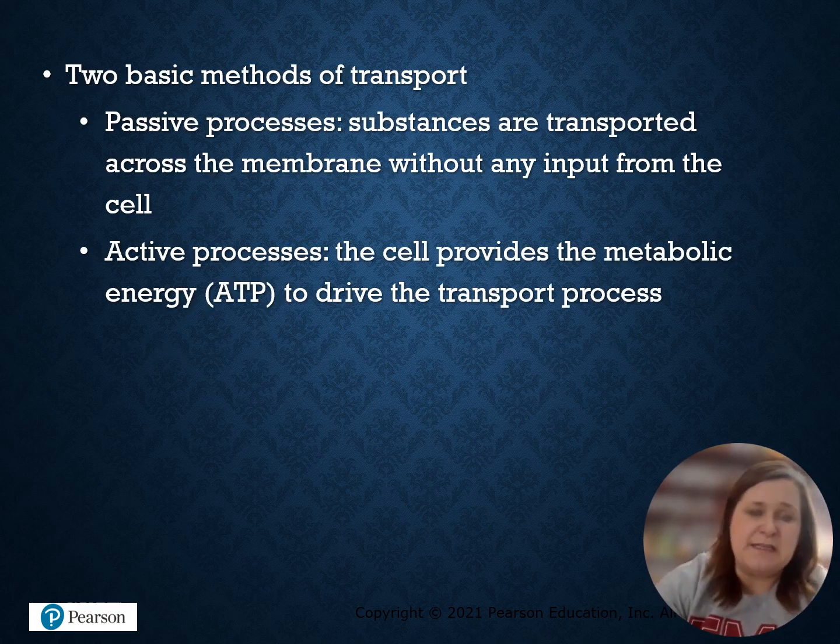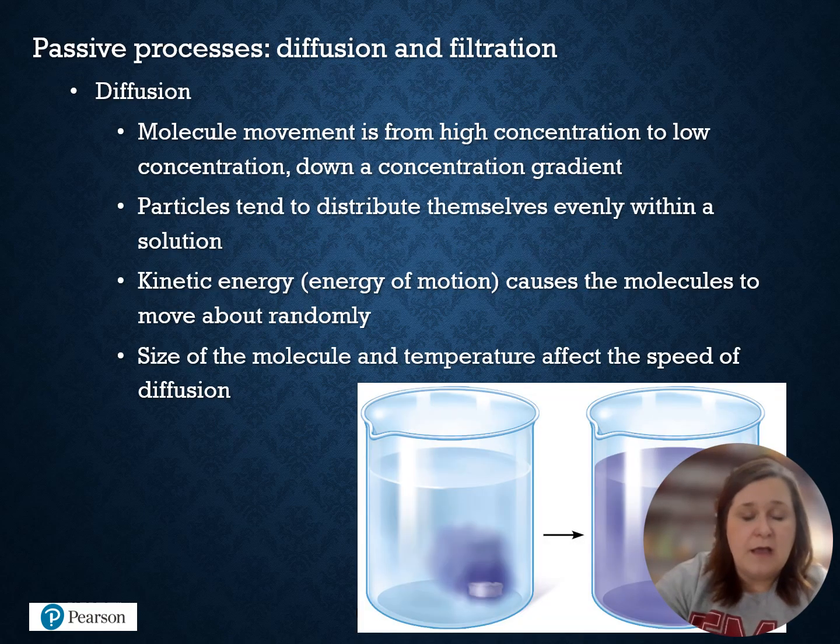There's going to be two basic methods of transport that are going to be important for the sake of this class. We're going to have passive processes in which substances are going to be transported across the membrane without any input from the cell because they are working with that electrochemical gradient. And then we're going to have active processes. For the active processes, the cell is going to provide the metabolic energy in the form of ATP to drive that transport process. So our passive processes are going to be diffusion and filtration.